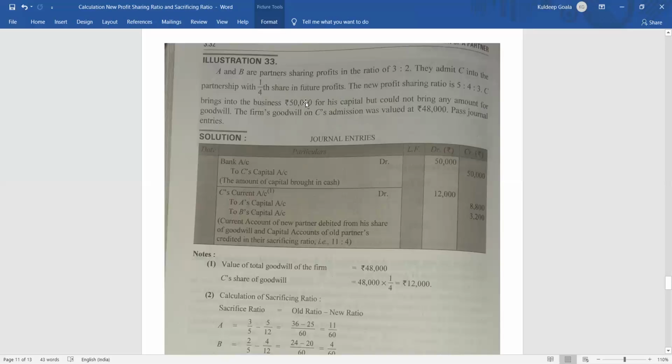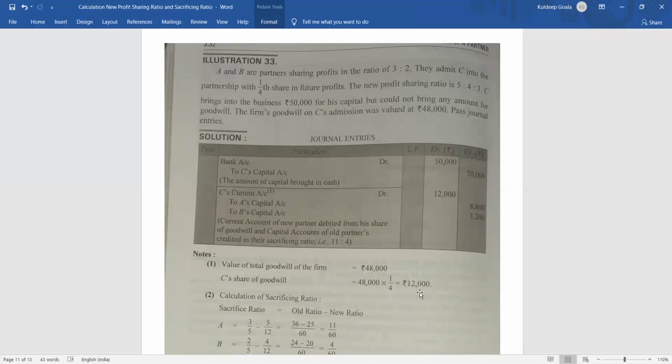The question tells us the firm's goodwill on C's admission was 48,000. On the date when C was admitted, the goodwill had a value of 48,000. So how much is C's share? 1/4, or you can say 3/12 also, same thing. 1/4 of 48,000 is exactly 12,000, right? So 12,000 is C's share of goodwill. C was supposed to bring 12,000 of goodwill, but she could not bring it, so it will be taken from her current account.